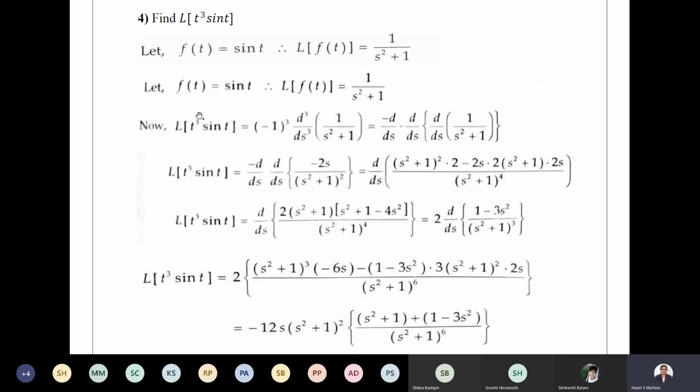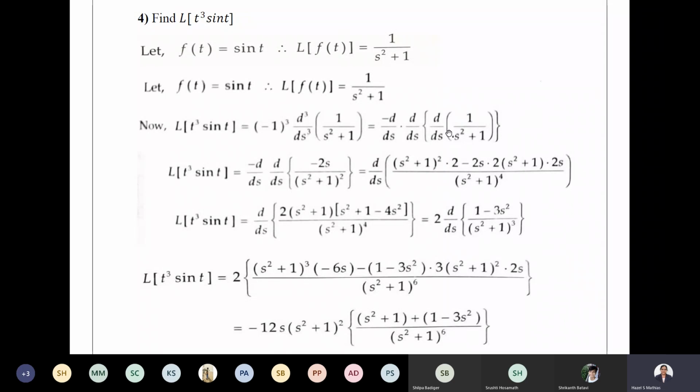We are applying the property now. Suppose if we have t power n into f of t, what are we going to do? It is minus 1 power 3 d cube by ds cube into Laplace transform of sin t, that is 1 divided by s square plus 1. Then now we have to differentiate 3 times. So I split that and write minus 1 power 3 is minus d by ds, d by ds, d by ds. 3 times we have to differentiate because it is d cube by ds cube.